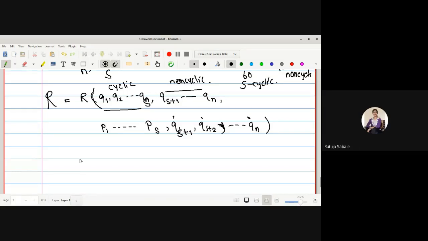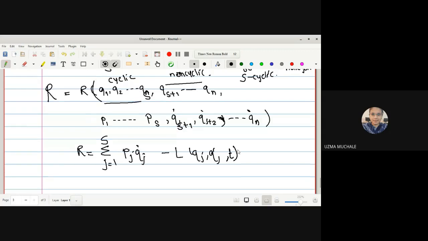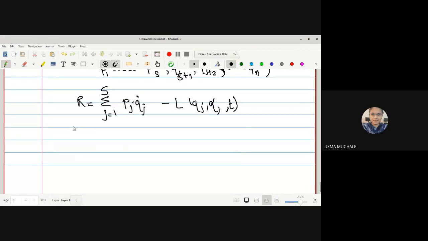Yes, ma'am. Okay, so the Routhian R is defined as summation over j of pj qj dot, but there is a difference here: j runs from 1 to S only, for S variables, the starting cyclic coordinates, minus L, which is a function of qj dot and t. In this way we have described the Routhian R. So the Routhian R works in between the Lagrangian and the Hamiltonian.